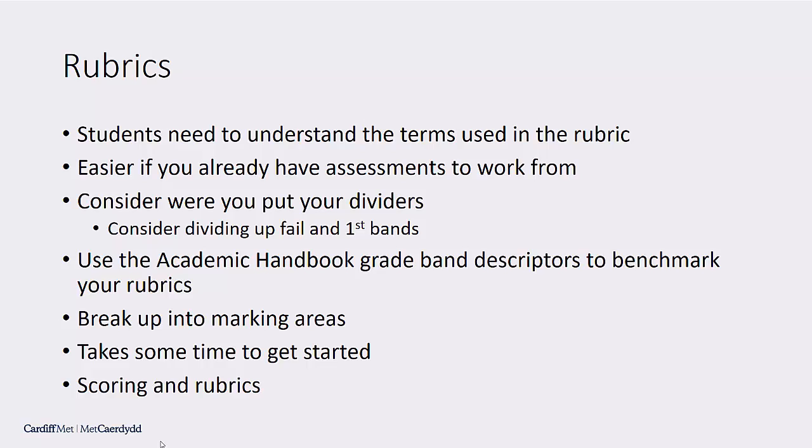If you're coming up with your first rubrics, and periodically to check your existing rubrics, you should go back to the academic handbook and have a look at the marking criteria for different levels of work, the grade band descriptors, and benchmark your own rubrics against those, just to make sure that you're in the right sort of ballpark for the rubrics that you're using on your particular degree course or courses.